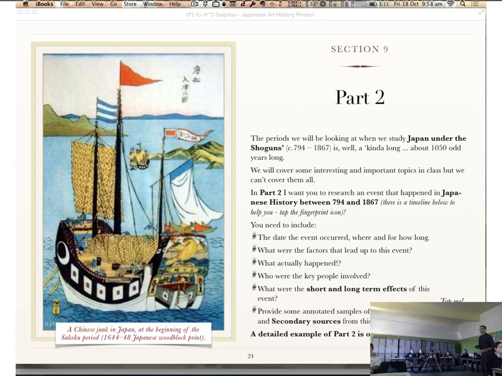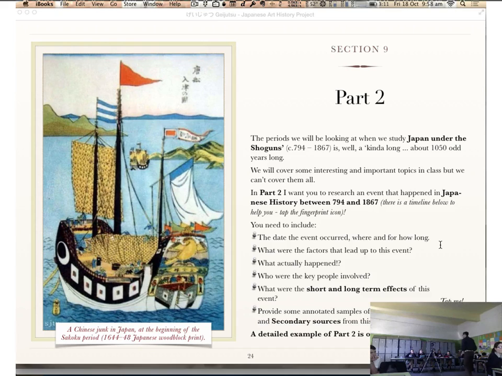That's that time frame there: 794 to 1867. Long time, kind of long. 1050 years. So, what I've got here is there are some really interesting stories. We're going to cover a few topics when we do Japan history in our actual class time, though. We're going to cover a lot of stuff, but we can't cover it all. It's 1,000 years. It'll take me a while.